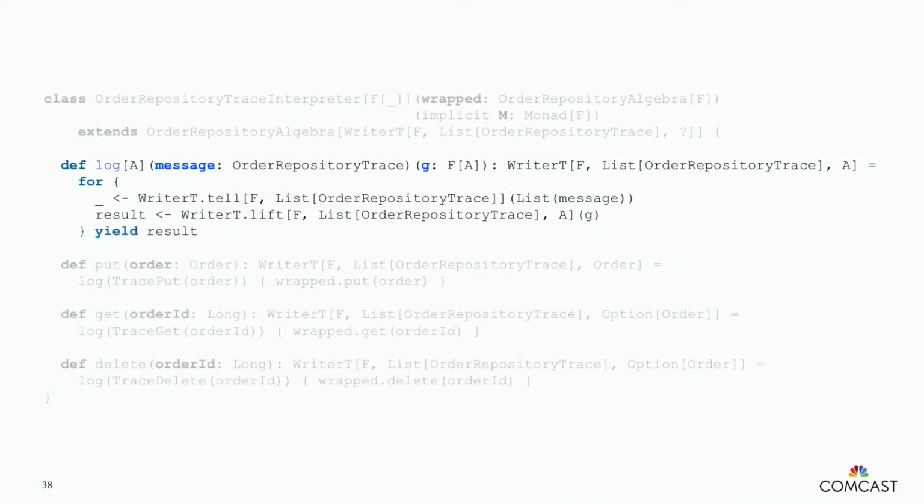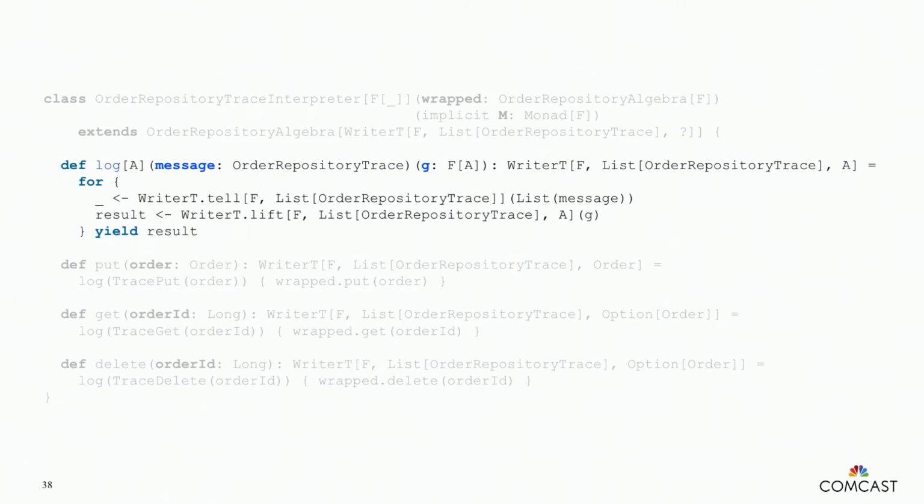So I write a nice utility method, right? I want a log. Log is going to take whatever that trace operation is, and then it's going to take something in our effect, some operation in our effect that returns an A, and then we're going to wrap it up. So we'll tell the writer monad, hey, here's our message, here's what we did. We'll get that result, and we'll basically lift that other program up so that it's in the right context, and that'll be our result. We'll return that.